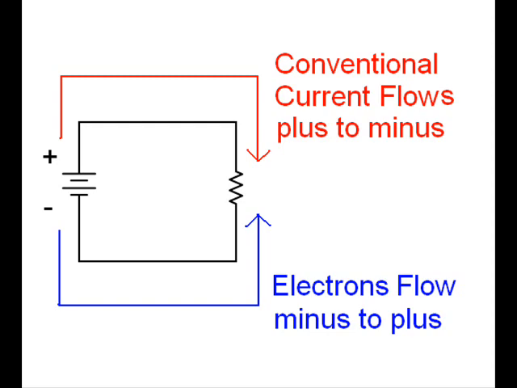But actually, the electrons flow out of the negative terminal of the battery, or other voltage source, through the circuit and back to the battery at the positive terminal. So we have conventional current flow, or just current flow, and we have electron flow.